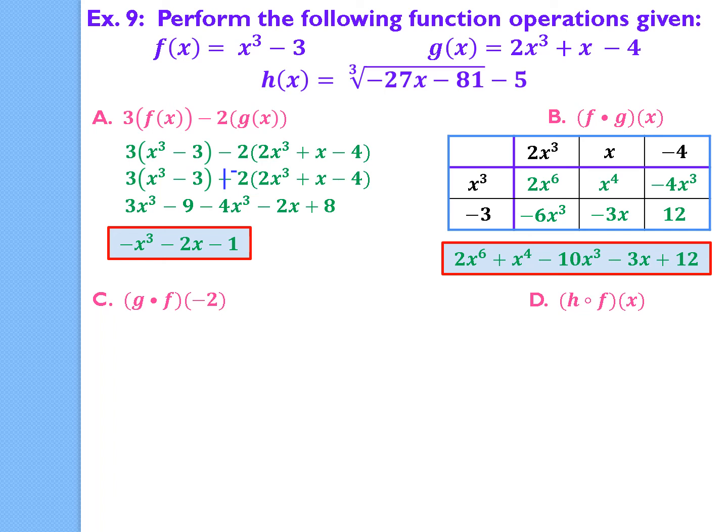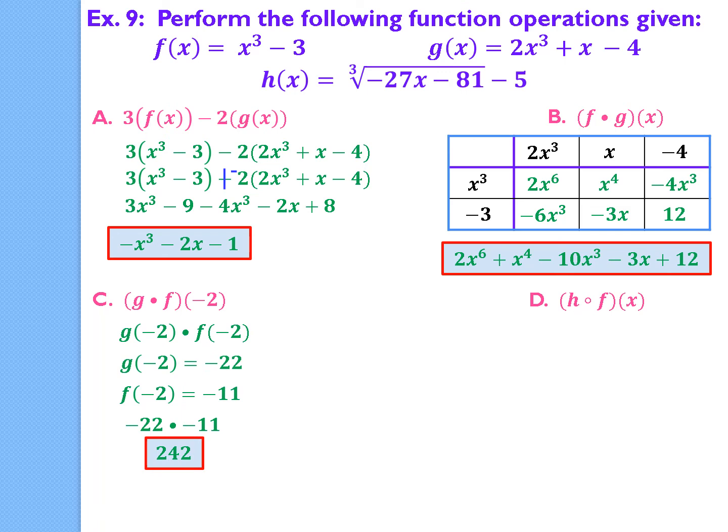Now for part C, they want g times f of −2. So just like B was f times g of x, part C, I want g times f of −2. Now, you could find g times f, which is the same as f times g, and you could plug in −2. Or you could do what I did, find g(−2), multiply it by f(−2), and get your 2 solutions, and then multiply your 2 solutions.